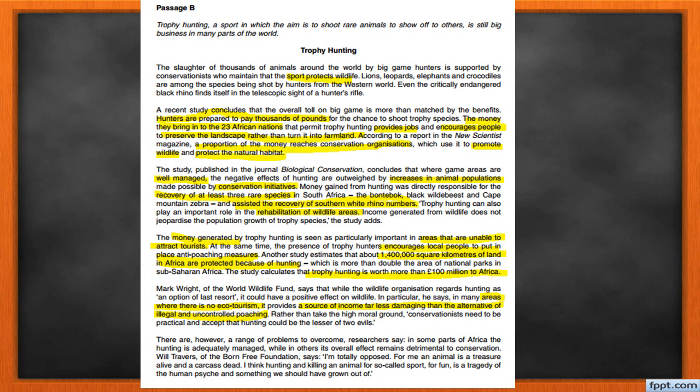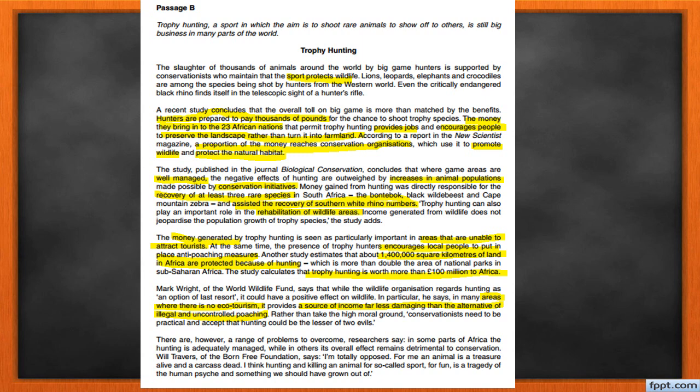It also says then the money generated is particularly important in areas that are unable to attract tourists, so that's another benefit. It encourages local people to put in place anti-poaching measures, that's got to be an advantage. And it tells you a massive number, 1,400,000 square kilometres of land are protected because of hunting.